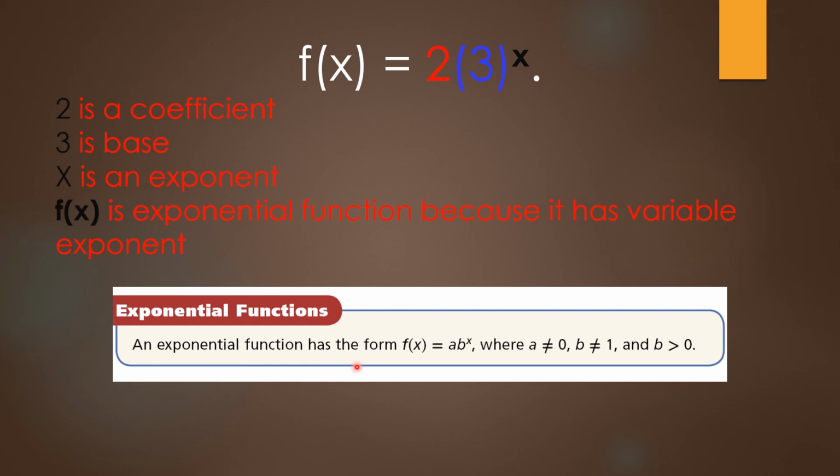Look at the definition in the box. An exponential function has the form f of x equals a b to the power of x, where a doesn't equal 0, because if a equals 0, all of these terms will disappear. Then there is no exponential function if a equals 0, because 0 times anything equals 0. And b doesn't equal 1. If b equals 1, that means 1 to the power of x equals 1, then also x here will disappear. And b must be bigger than 0.